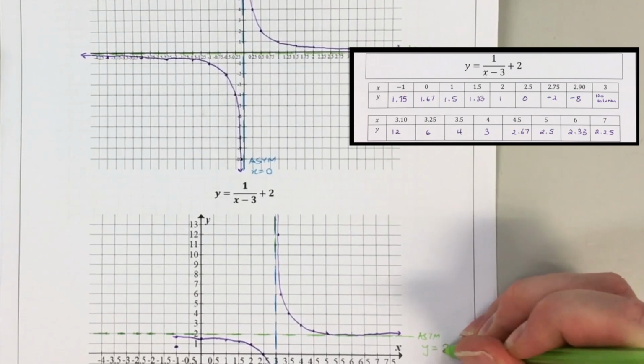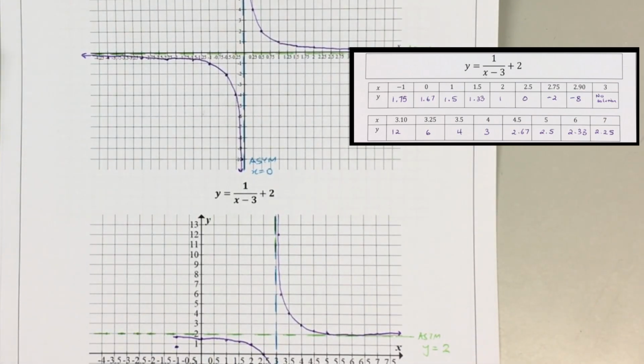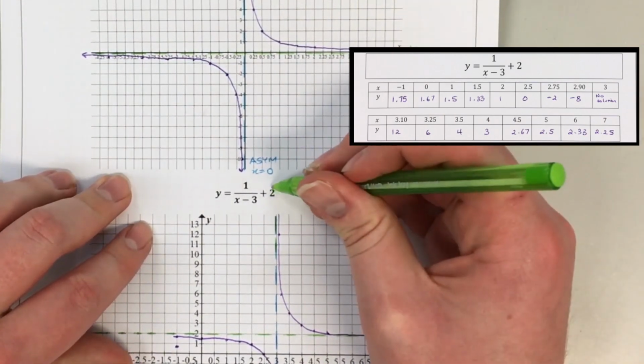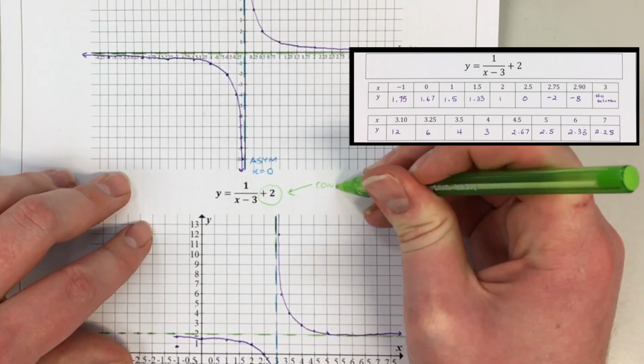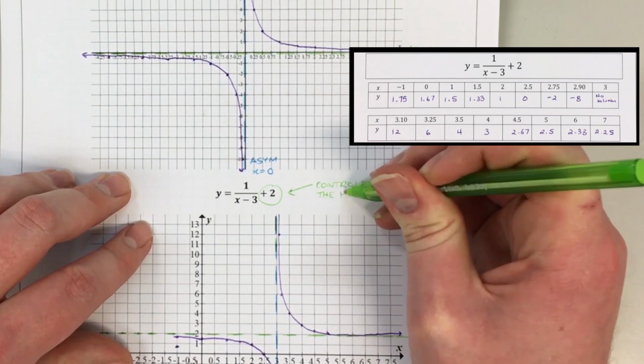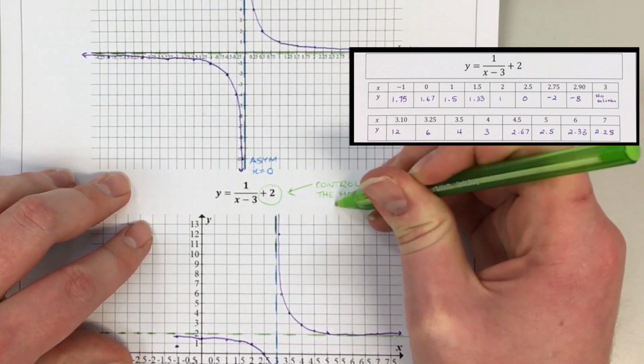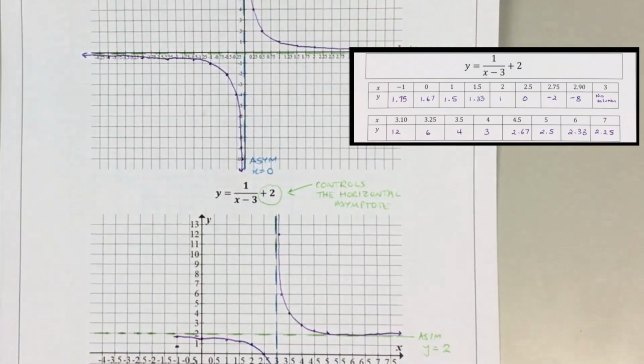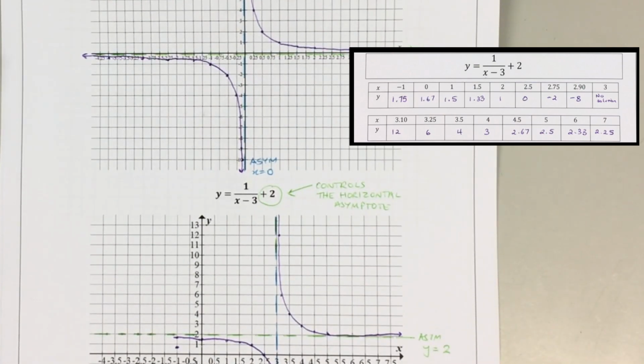So, how could you possibly relate the equation to where those asymptotes are? Has anyone got a way that you could predict where the asymptotes of hyperbolas would be just by looking at the equation? Mr. Daniels, what are your thoughts? If you've got a +2, it means the horizontal asymptote moves up by 2. Yeah. This little +2 at the end controls the horizontal one. So if that said -5, the horizontal would be at y equals -5.